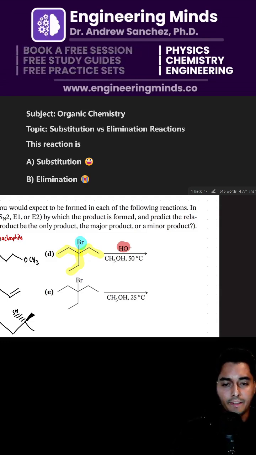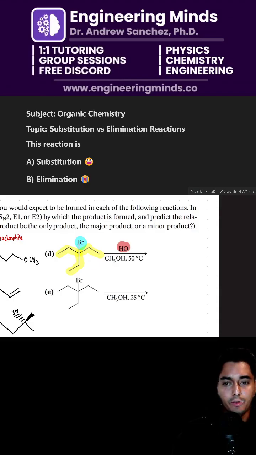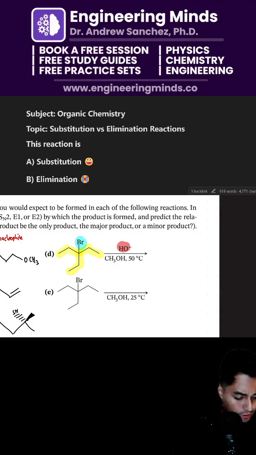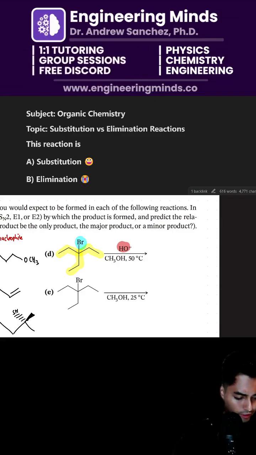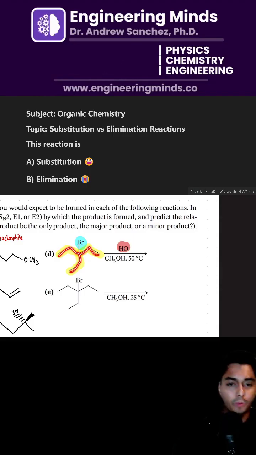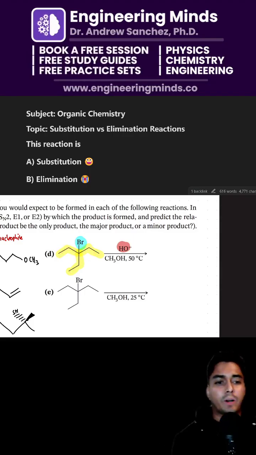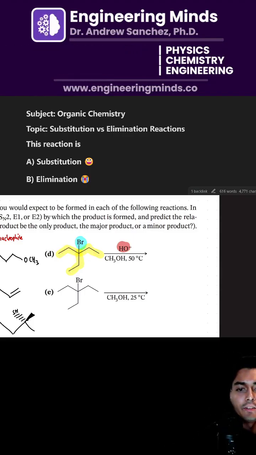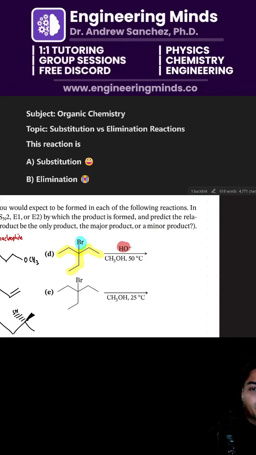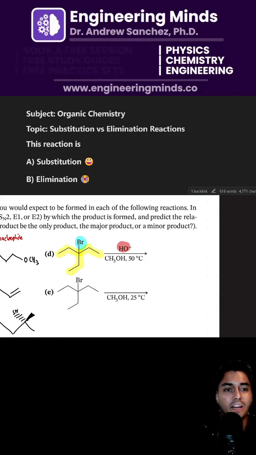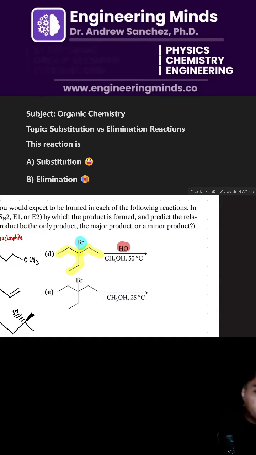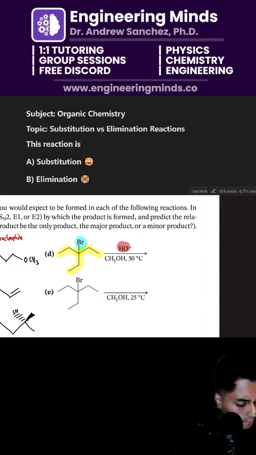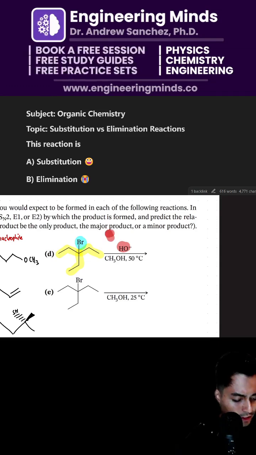So guys, we got 9 votes for elimination. Let's see how we're doing here. What do we notice? Well, there are all these different chains here, so it can't be SN2, right? Chat, do we understand why this cannot be SN2? Because we have no space for it to attack. So this can never be SN2, therefore it has to be elimination.